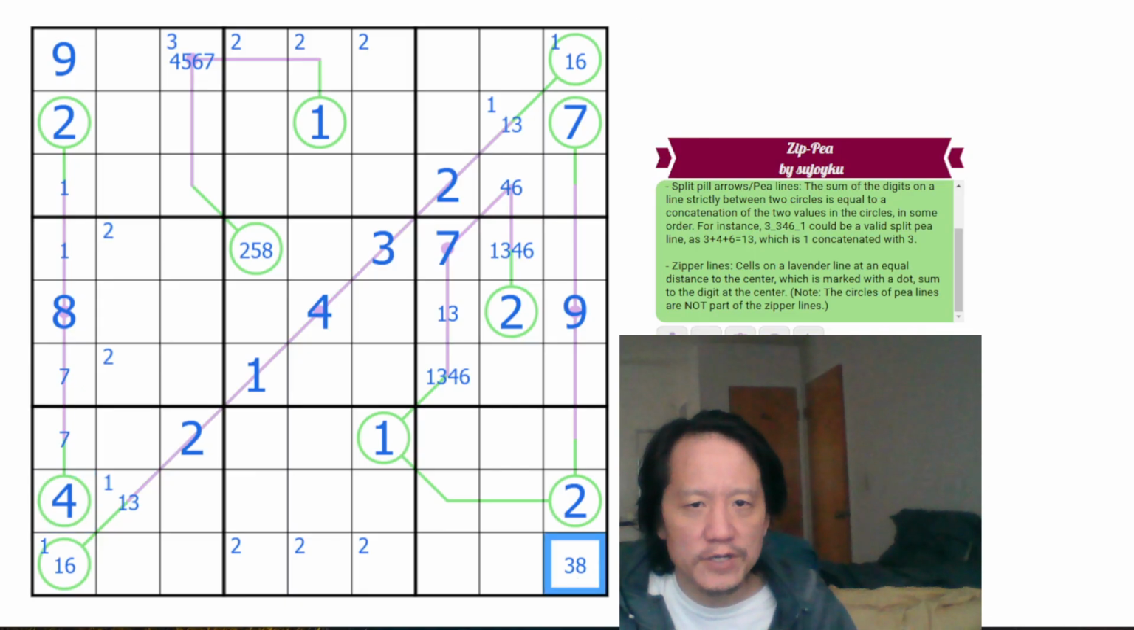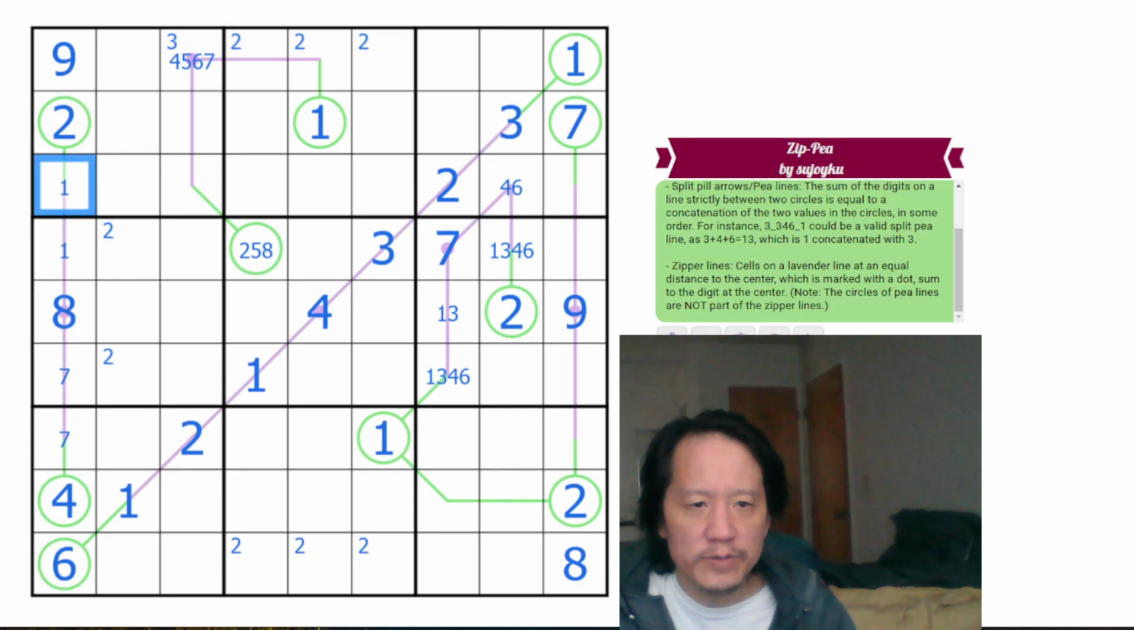Therefore, this is 3 and 8. This is 1 and 7, so this has to be 6, which makes this the 1, which makes this 3, and makes this 1. So then this has to be 1 and 8. We have 1 and 7, and we have 3 and 5.